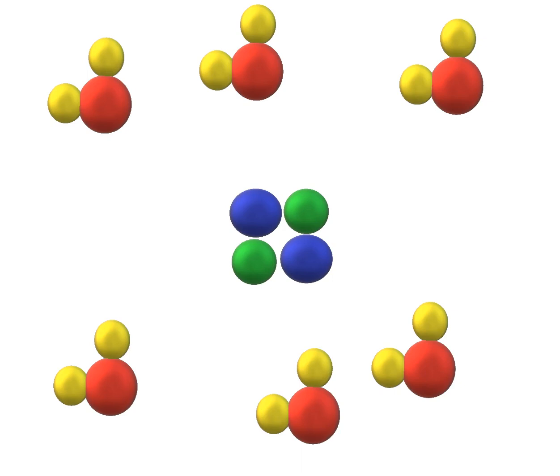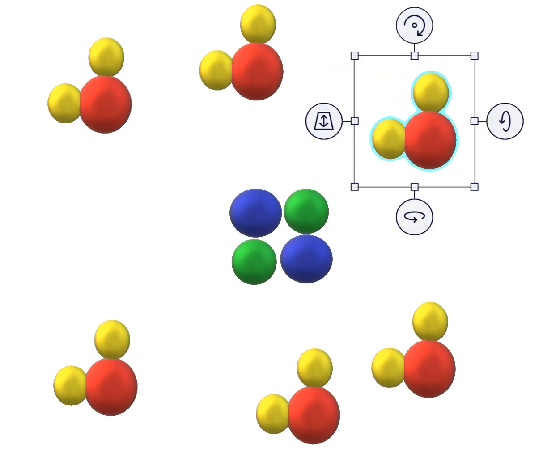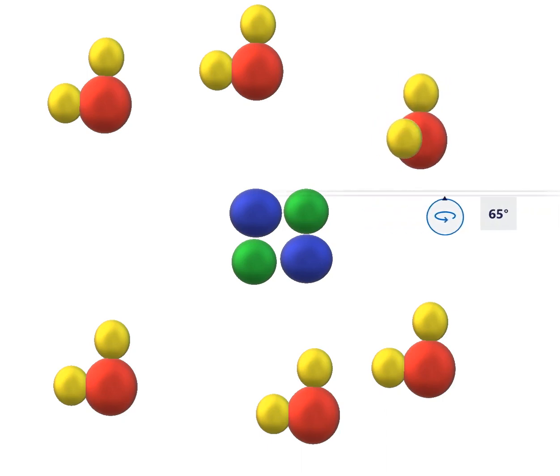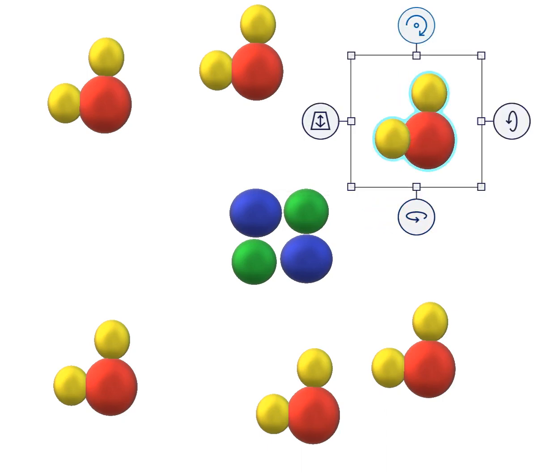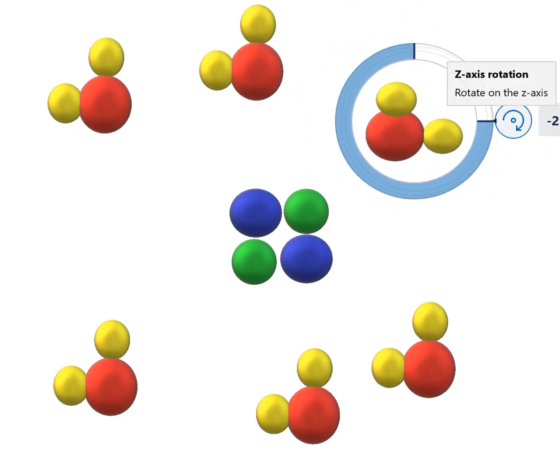So water, because it's polar, we know that it has one side that is positively charged and one side that is negatively charged. If I was to take this water molecule, you can see it can go in 3 dimensions, and so I'm going to rotate it this way.